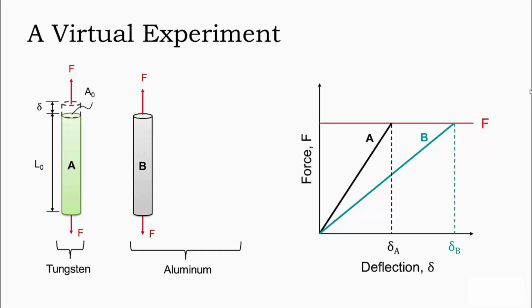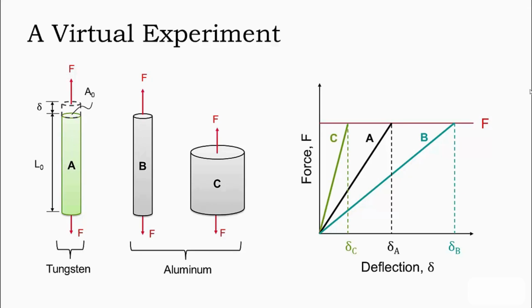However, if we change the geometry of the rod, and again use the same soft aluminum material with a shorter length and larger cross-sectional area, we also intuitively know that we will get a smaller deflection. So what does this virtual experiment tell us? It tells us that the stiffness, i.e. the relationship between force and deflection, is affected by both the material as well as the geometry.